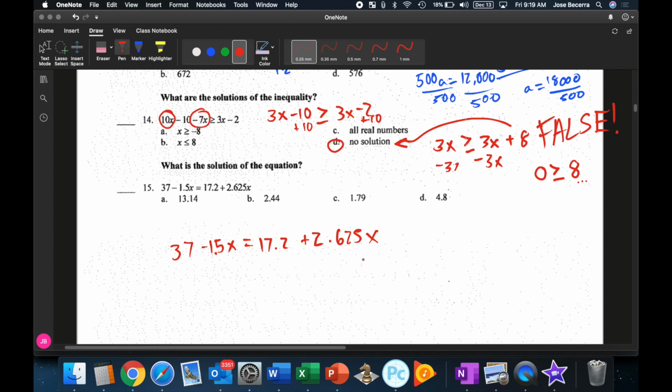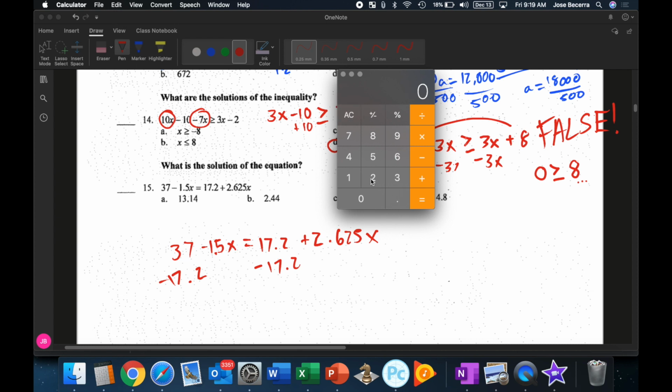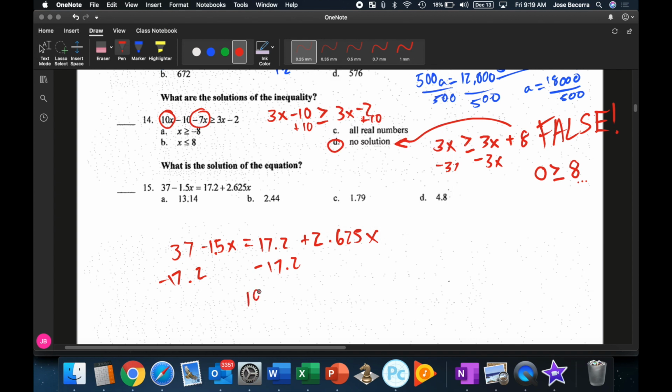Okay, so first thing that I would do is I would want to combine my like terms. So I'm going to go ahead and subtract 17.2 from both sides. So what I would end up getting is, again, I'm just going to use the calculator so we make sure we don't make a mistake. I would get 37 minus 17.2, and I'd get 19.8. So 19.8 minus 1.5x is equal to 1.25x.